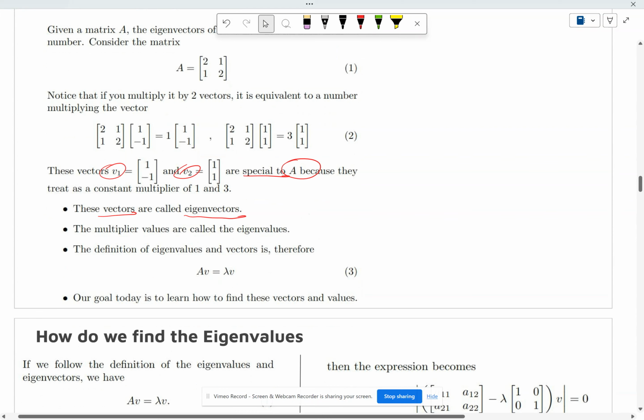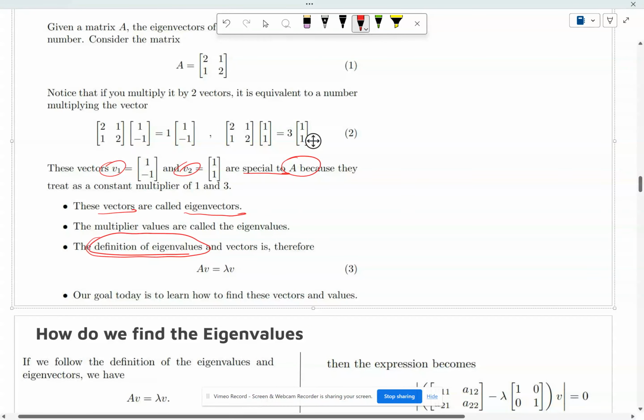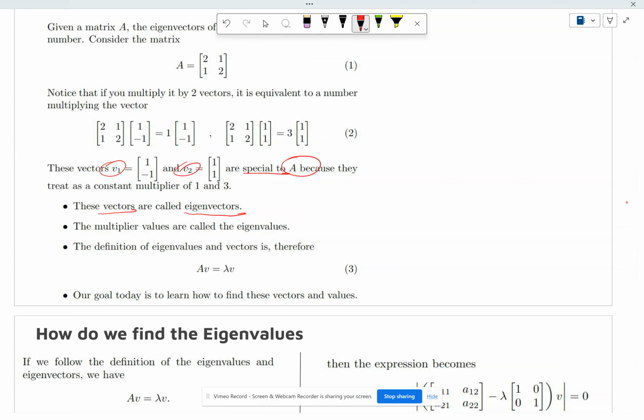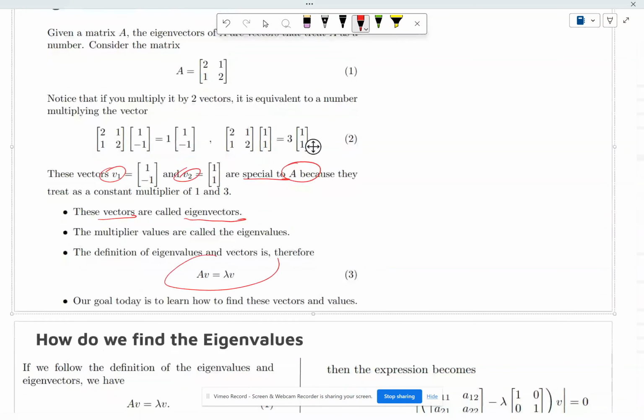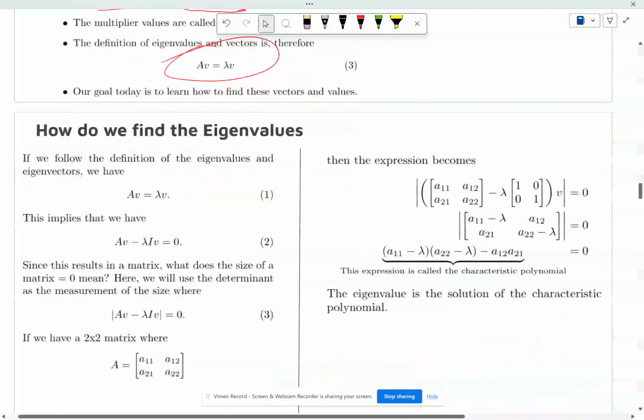Therefore, the definition of eigenvalues and eigenvectors is a vector such that when you multiply by A, it's equivalent to some number lambda multiplied by V. So the vector multiplied by the matrix is like the vector multiplying by just some value. Our goal today is to learn how to find them.